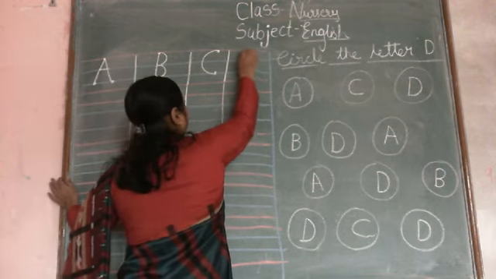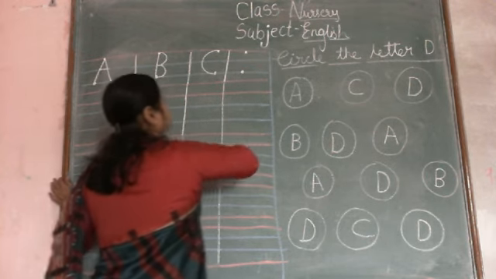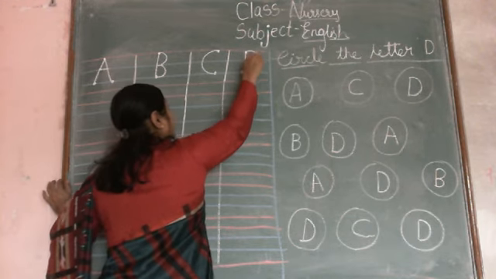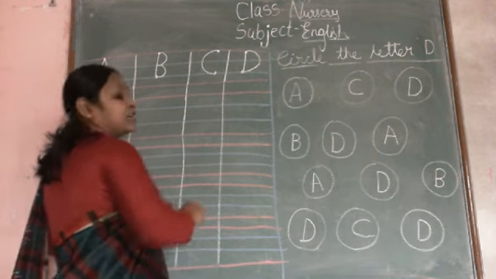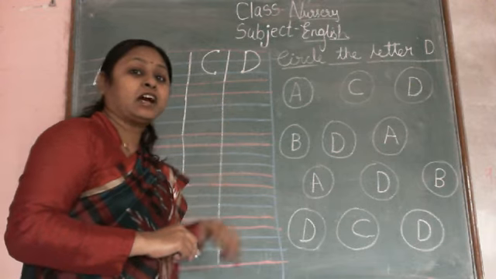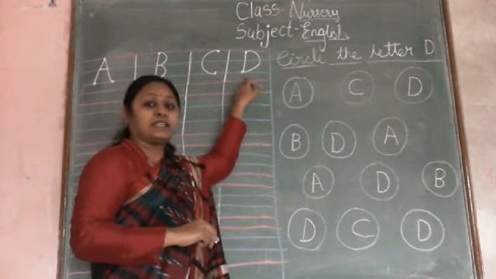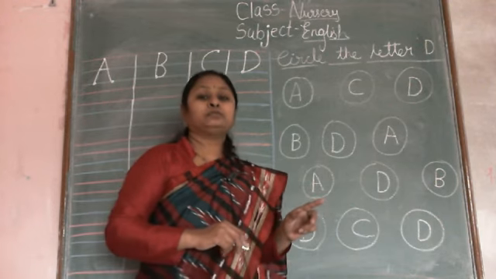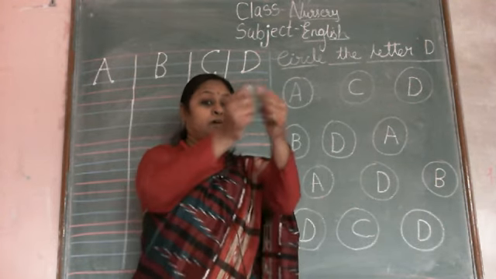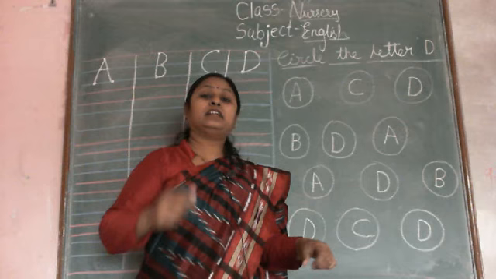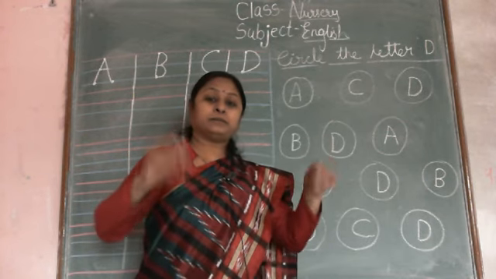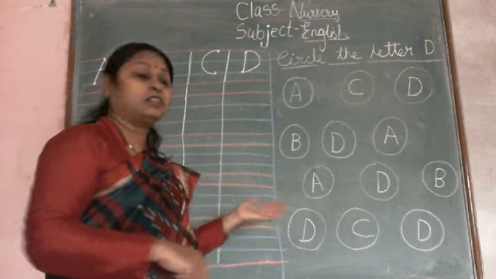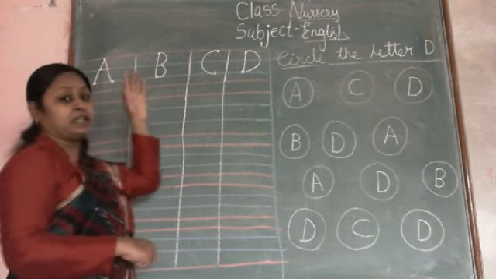After C, which letter will come? D. Standing line and then curve. Which letter is this? D. D for doll, D for door, D for drum, D for doctor. So you have to learn in sequence.